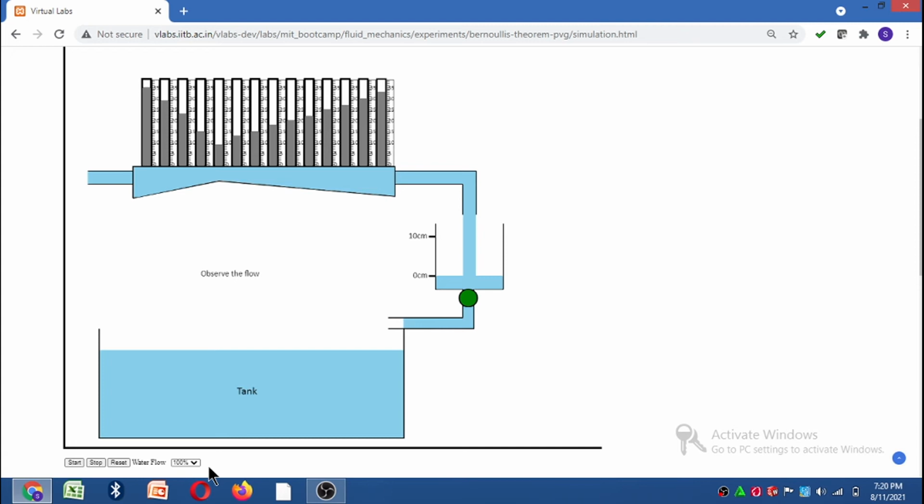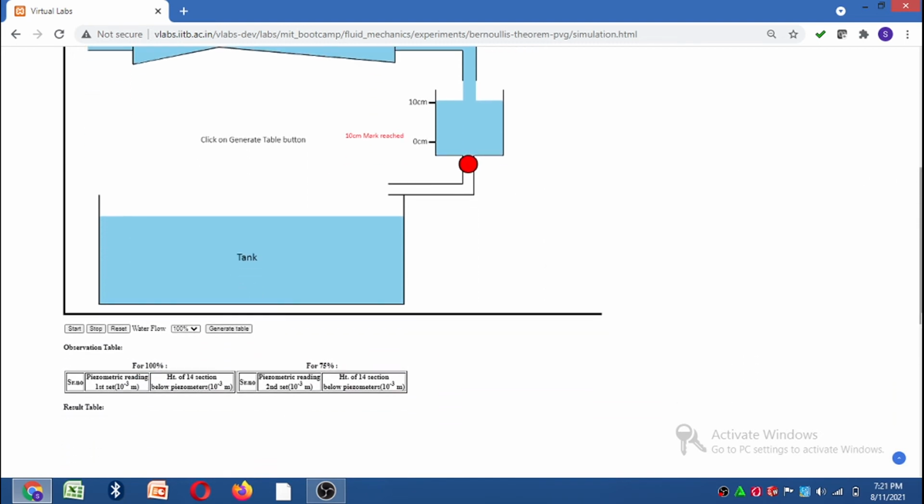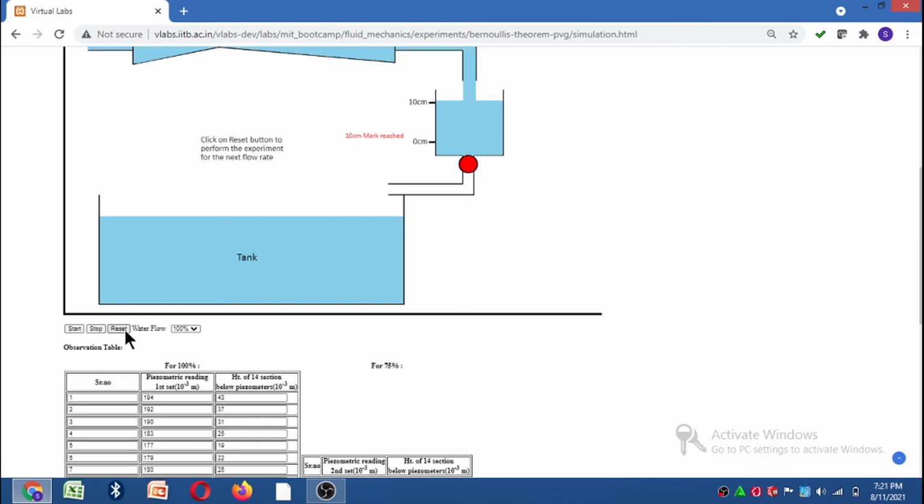After the flow reaches the storage tank, here you have a close valve icon, then click it and stop the timer. Exactly stop the timer at 10 centimeter. Then generate table, and then you click reset for 75% and start the experiment.